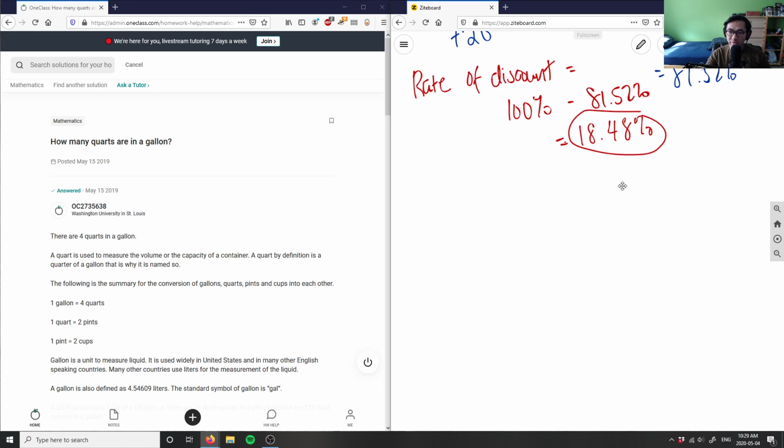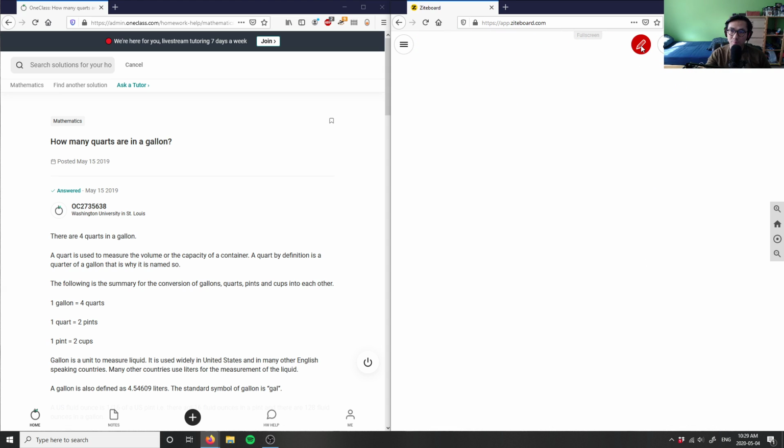Okay, number 5. Number 6, again: how many quarts are in a gallon? I think I've already done this question a bunch of times. I feel like we're getting a repeat of these questions now. How many quarts in a gallon? And this here again is the imperial system.